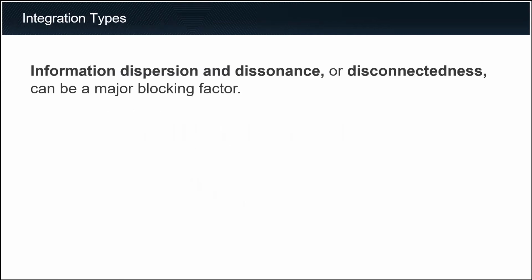Okay. When we look at companies implementing new technology solutions to manage their operations and implement the digital transformation strategy, information dispersion and dissonance can actually be a major blocking factor.